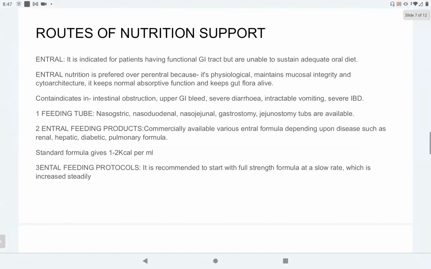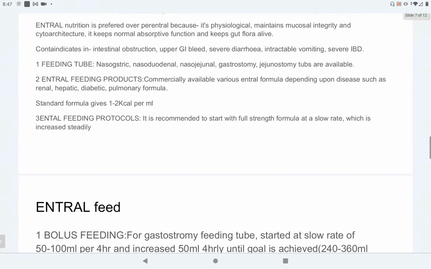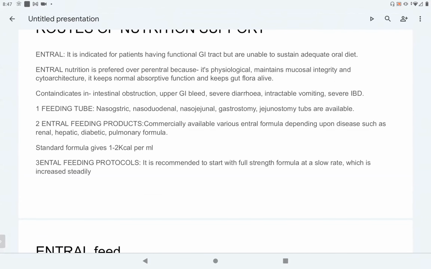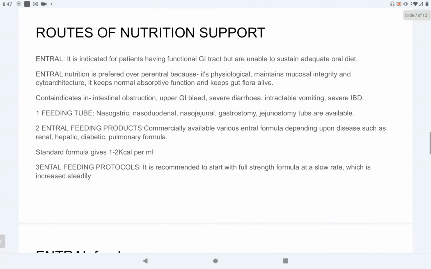Routes of nutritional support. Enteral route. It is indicated for patients having a functional gastrointestinal tract but who are unable to sustain an adequate oral diet. Enteral nutrition is preferred over parenteral because it is physiological. It maintains mucosal integrity and cytoarchitecture. It keeps normal absorptive function and keeps the gut flora alive.